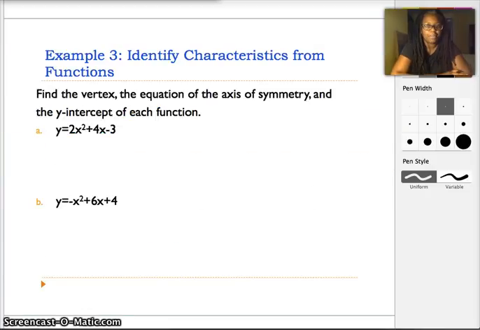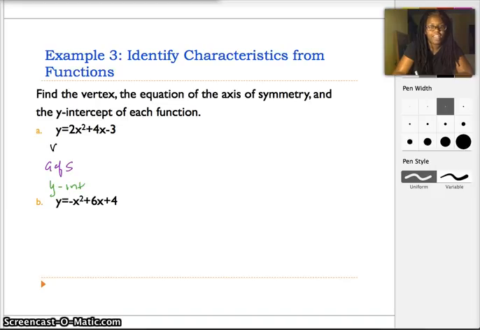So this is really going to be important. We're identifying characteristics of a function, and here's the deal. It says find the vertex, the equation of the axis of symmetry, and the y-intercept. So we're looking for those same 3 things as last time, right? We're looking for the vertex, the axis of symmetry, and we're also looking for the y-intercept of each of these.